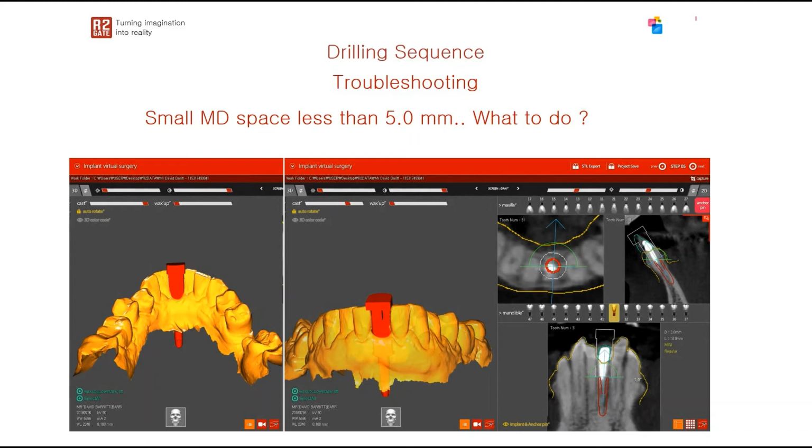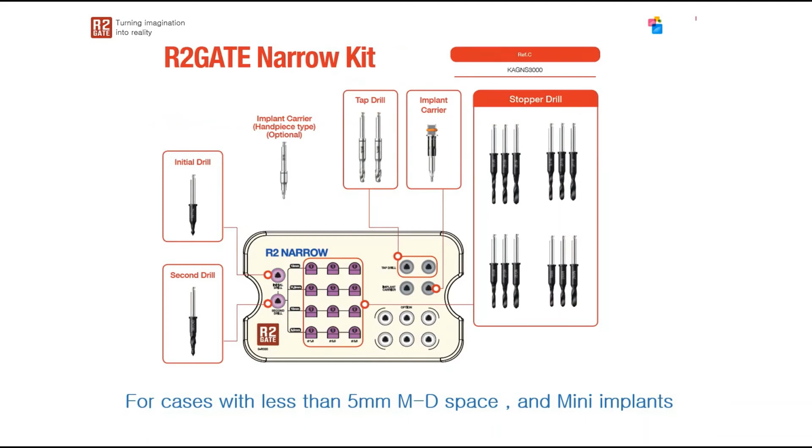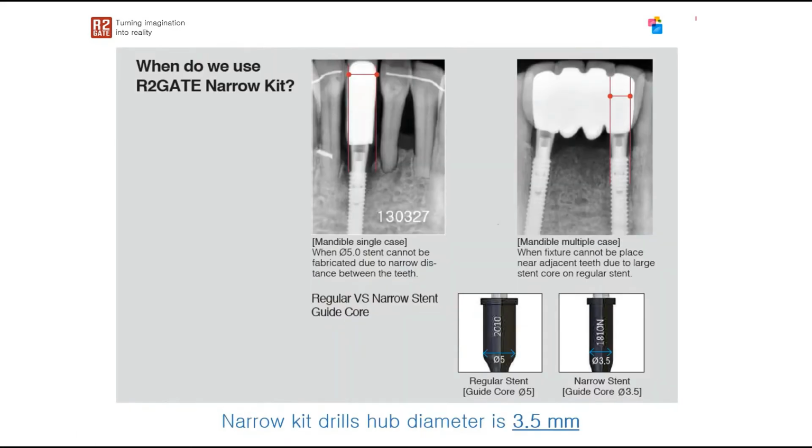So what do we do with cases where we have less than 5 millimeters of mesiodistal space? Can I use the standard surgical kit? And the answer is no. For this, we made a solution called the R2GATE Narrow Kit. The R2GATE Narrow Kit is a surgical kit that is composed of 3 different sizes of drills. Number 1 would be the 1.8 millimeter, 2.5, and 2.8. We use this kit in cases where we have less than 5 millimeters of mesiodistal space. The reason why is because the narrow surgical kit has a diameter of 3.5 millimeters, while a regular stent has a diameter of 5 millimeters.